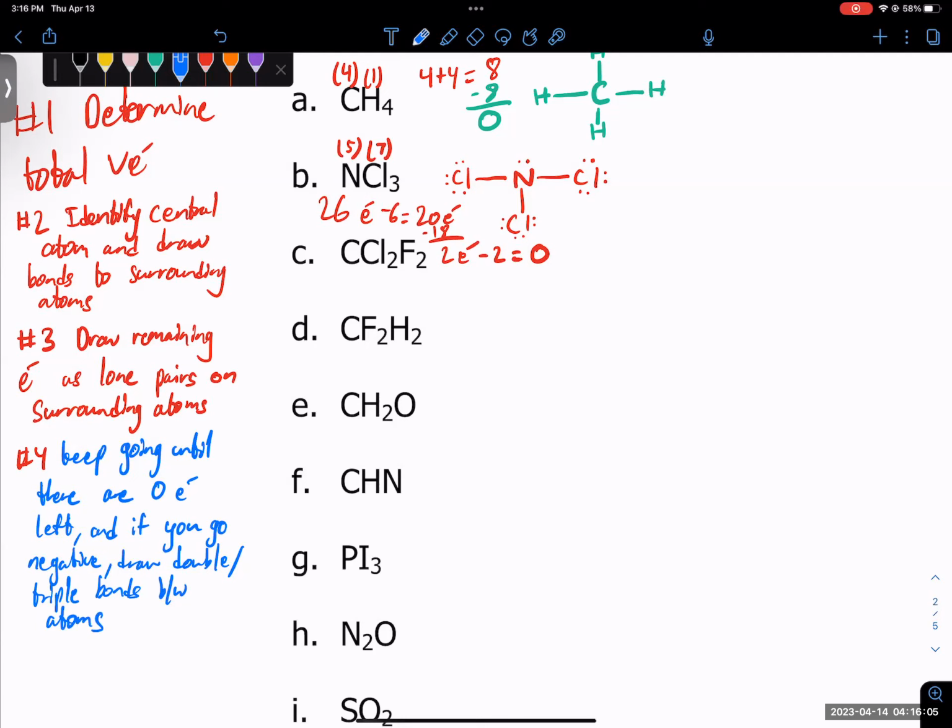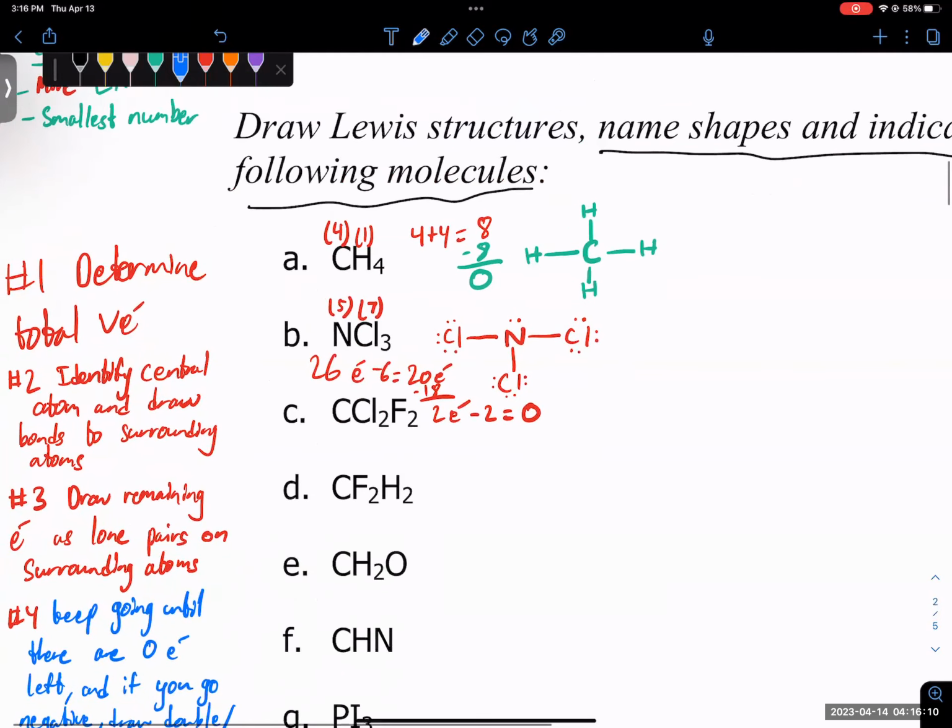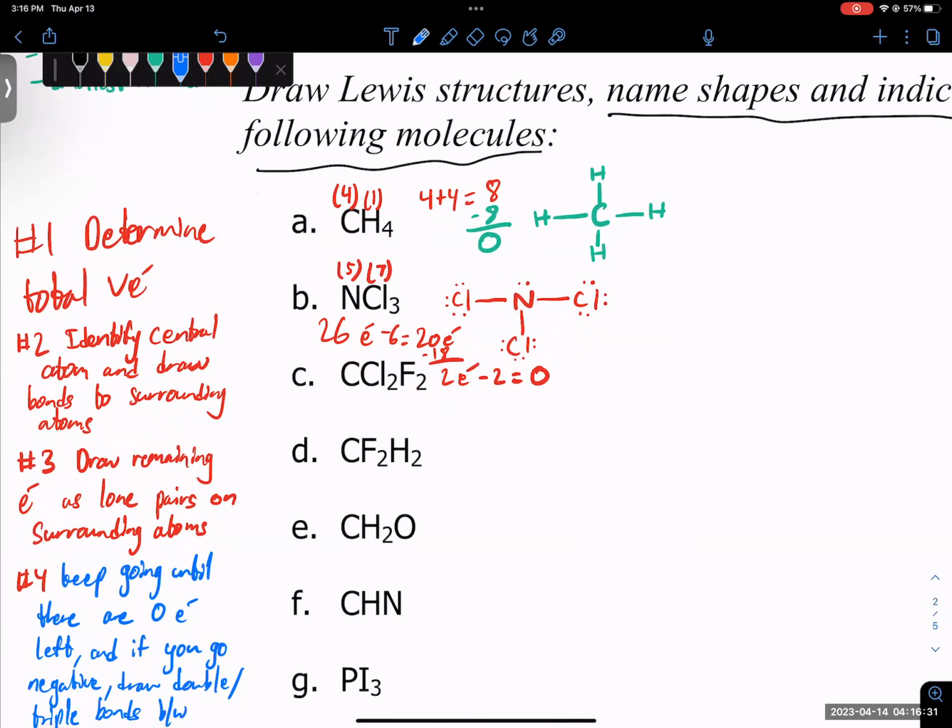So just to recap our steps. Step 1, we determine our total number of valence electrons. In this case, chlorine had 7, nitrogen had 5. So 7 times 3 is 21, plus 5 is 26. The 26 total valence electrons. We identified our central atom, which we determined to be nitrogen, because it has a low electronegativity, and there's only one of them. And we drew our bonds to our surrounding atoms. So because we drew those bonds, 26 minus 6, we have 20 electrons remaining.